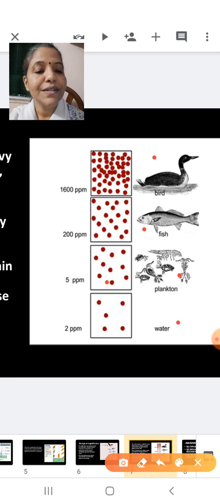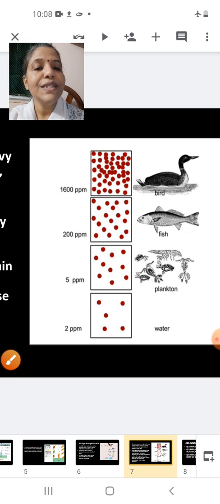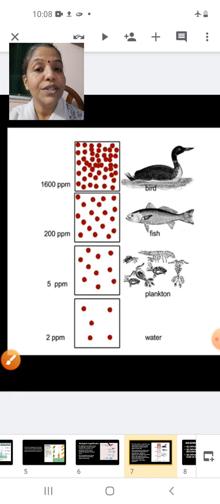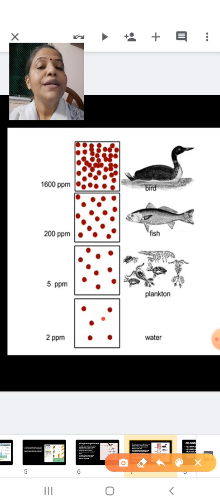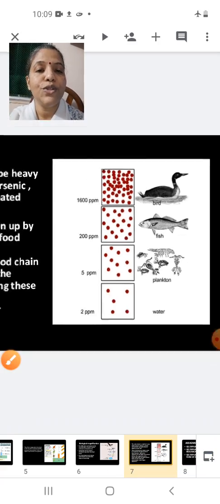Okay. So now this is regarding the red dots. The red dots here are showing the amount of toxic substances in the water body and how the amount is increasing as we move from one trophic level to another trophic level. Okay, students.